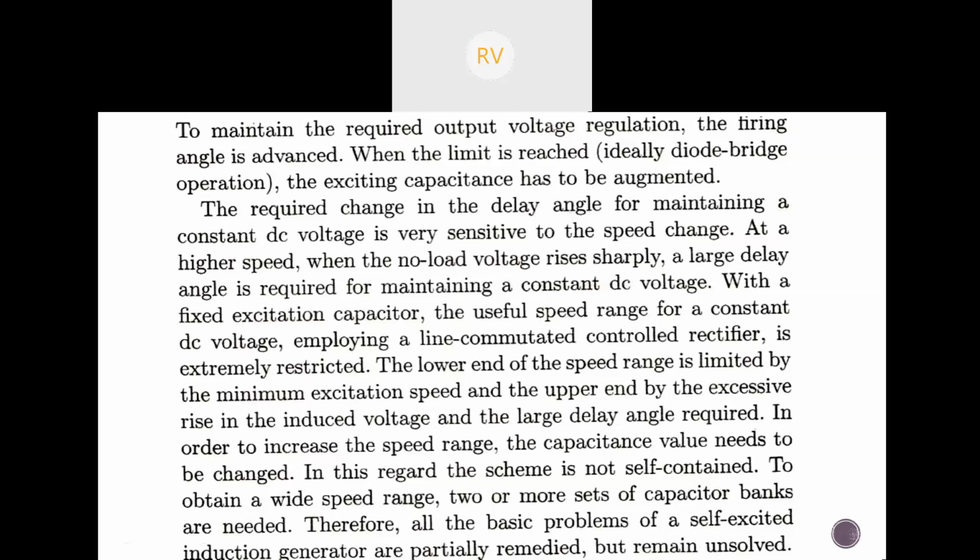With a fixed excitation capacitor, the useful speed range for a constant DC voltage employing a line-commutated controlled rectifier is extremely restricted. So in order to get a useful speed range for a constant DC voltage, if we are using a line-commutated controlled rectifier, then we will have a very restricted amount of variation. We can only vary it very restrictedly, that means only a small amount of variation.